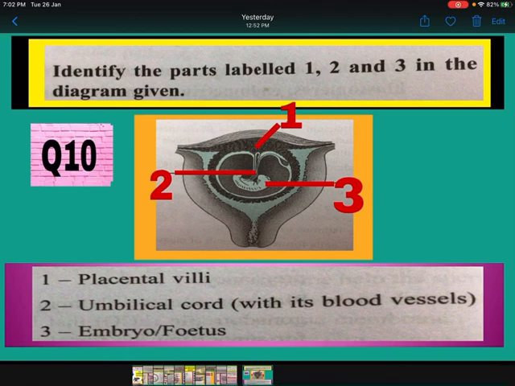These are the finger-like projections that appear on the trophoblast, which is surrounded by uterine tissue and maternal blood, and they together form the placenta. Labeling number 2 is the umbilical cord. The placenta is connected to the fetus by the umbilical cord, and labeling number 3 is the fetus, or you can say embryo. So that's all for today.